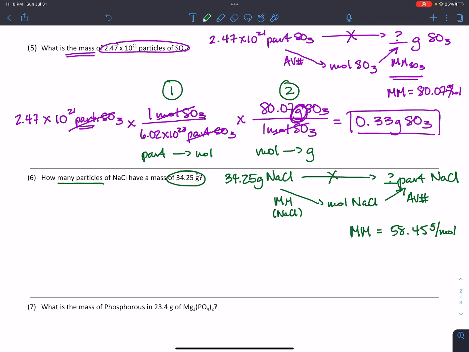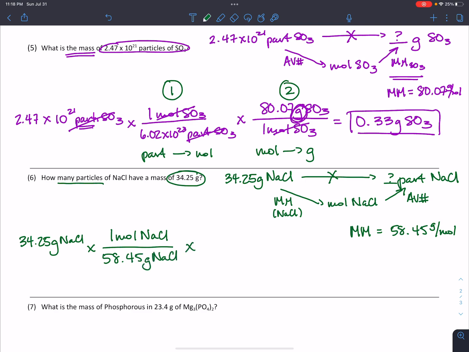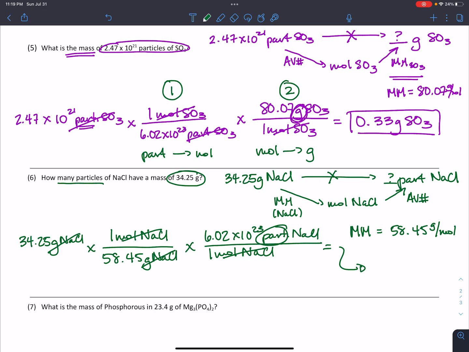So we look at what we've been given. We have 34.25 grams of NaCl, and we're first going to convert from grams to moles. To do that, we need the grams on the bottom, so the mole will go up top. 1 mole of NaCl has a molar mass of 58.45 grams of NaCl. That's going to allow us to cancel those grams and leave us with the mole. But the problem asks for the answer in particles, so we need to convert again. This time the mole is going to go on the bottom. So 1 mole of NaCl contains 6.02 times 10 to the 23rd particles of NaCl. If we check, the moles are going to cancel again, and we're going to be left with the units of particles.